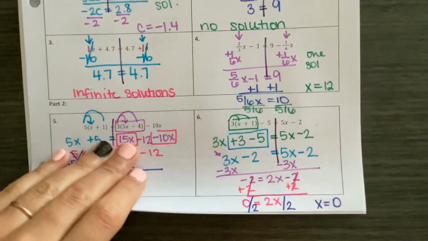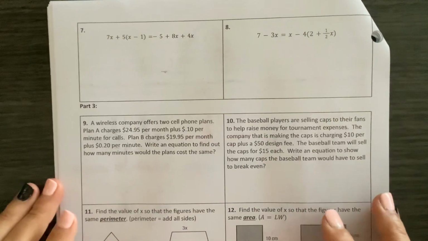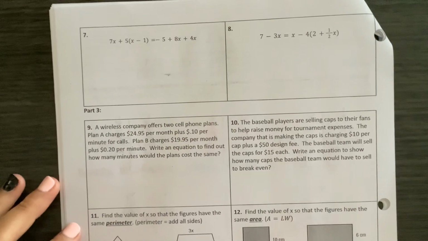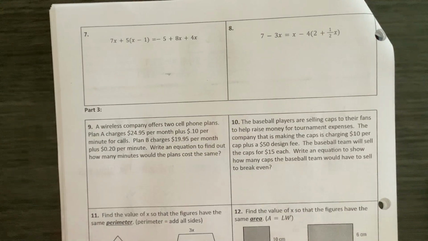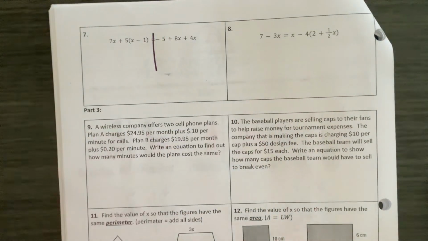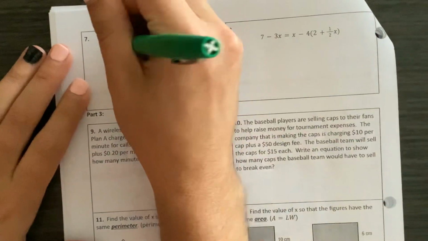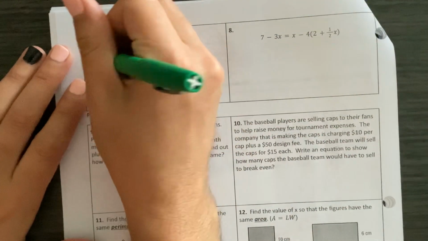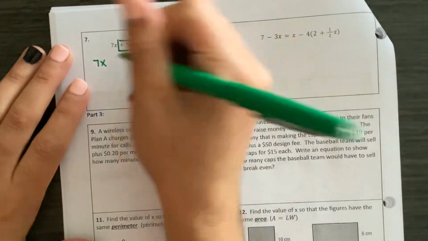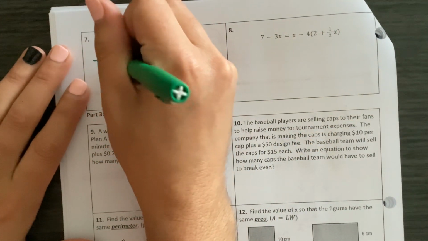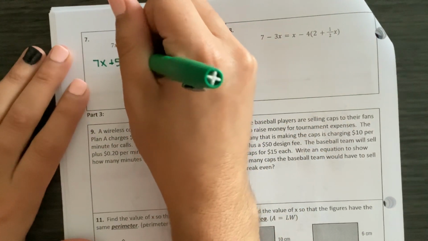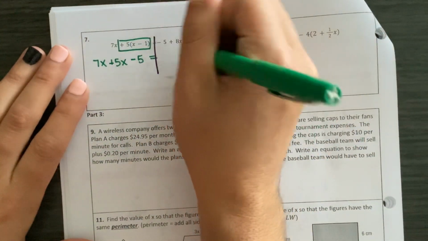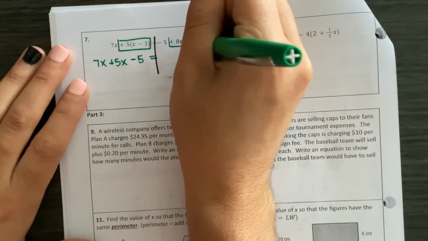Okay, let's flip it over. Let's look at number 7. I'm going to draw my line. I have to start simplifying by distributing on this side. So I have 7x plus 5x minus 5 equals. I don't have distributive property over here, but I do have 2 like terms.